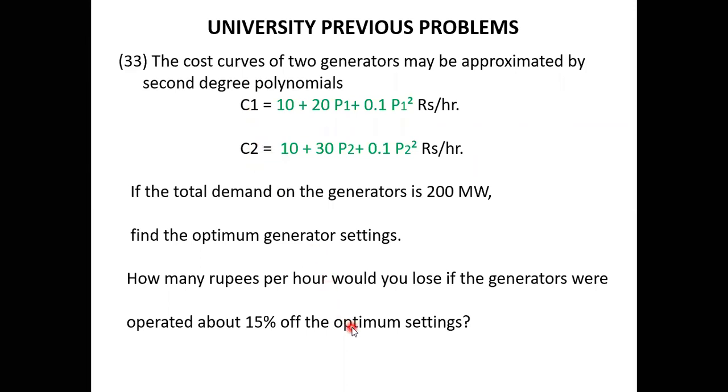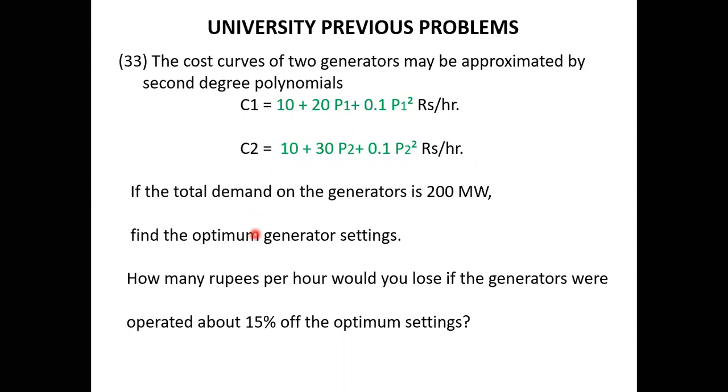Coming to the second one, whatever answers you get in the first bit, P1 and P2, just take 15% off from that P1 and P2. For example, let us consider P1 equals 100 megawatt. Then here you need to consider P1 equals 85% of that 100 only, meaning 85 megawatts. Consider only 85 megawatts. That is the P1 value. Similarly, consider the P2 value. Then substitute those two in C1 and C2. Then add C1 and C2. Then you will get the total fuel cost.